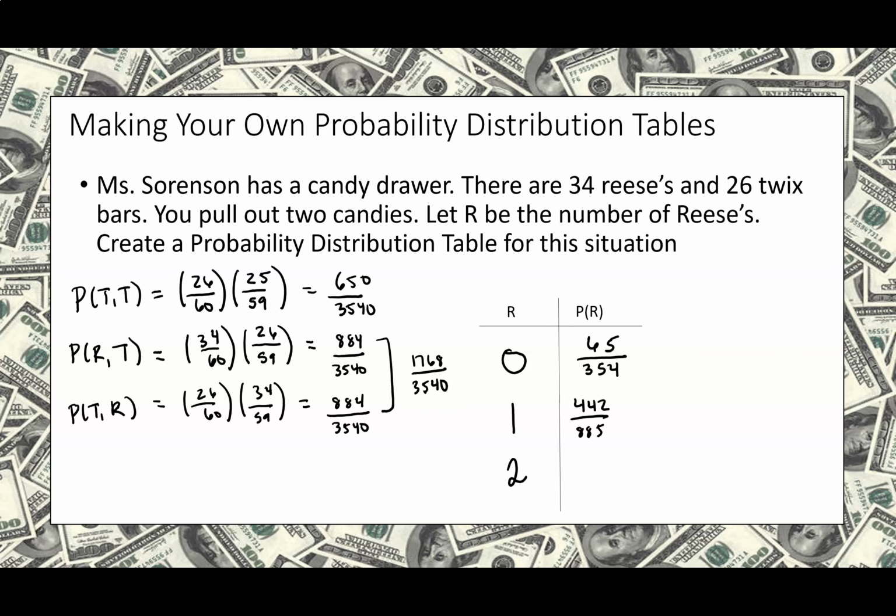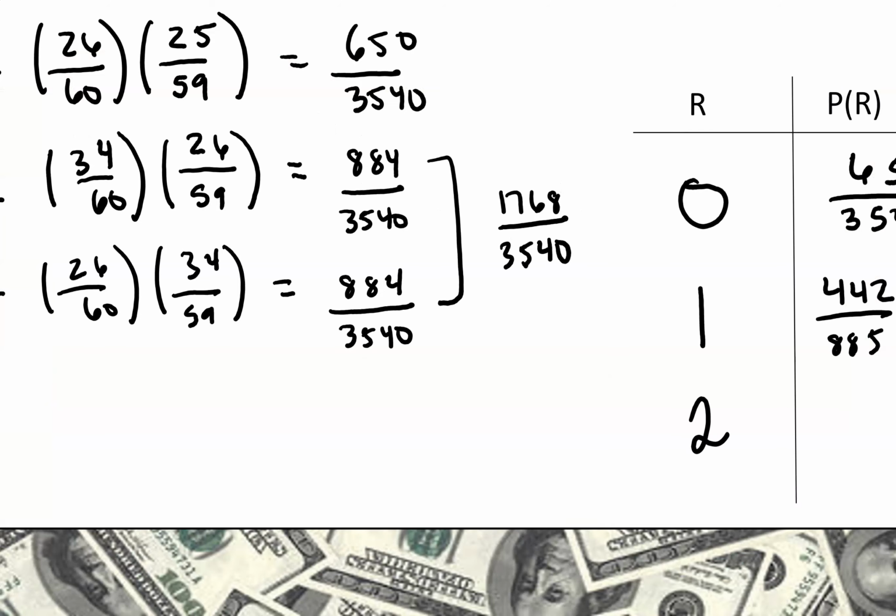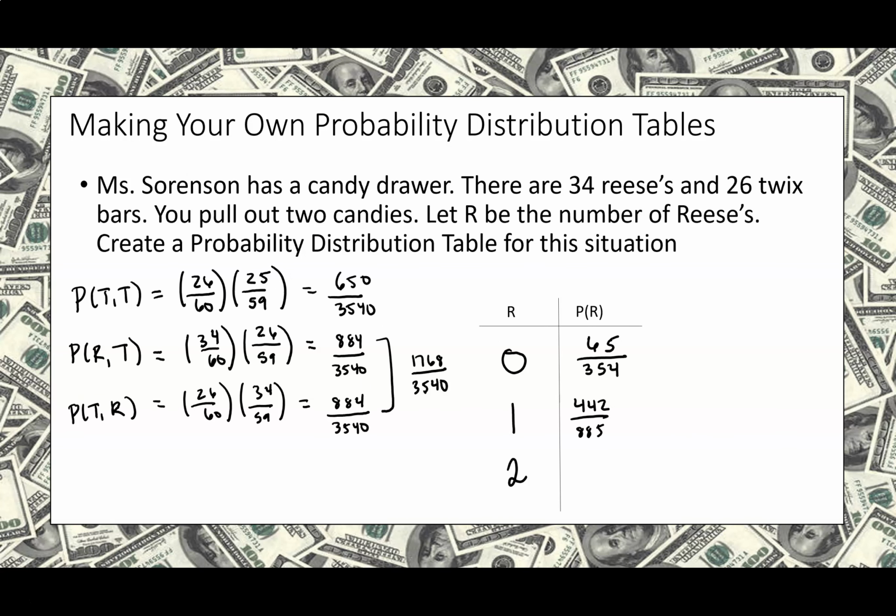All right. The next thing right here we've got is the probability of getting 2 Reese's. So that'd be the probability of getting a Reese's, comma, Reese's. So that's going to be 34 over 60. We pull out a Reese's. Now we're down to 33 Reese's out of 59. And that's going to give me 1122 over 3540. That reduces to 187 over 590. And that's it for this problem. Let's try another one.